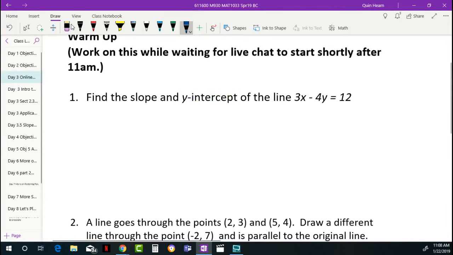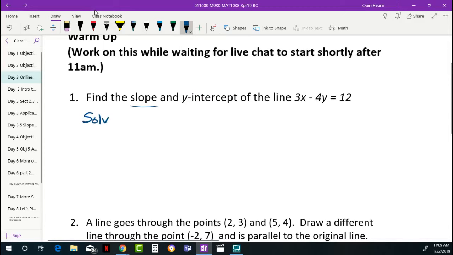Okay, so when it says find the slope and y-intercept of the line 3x minus 4y equals 12, we should recognize that this is in standard form, ax plus by equals c, which isn't very useful for finding the slope. We can find the y-intercept by letting x equal 0, but since we have to find the slope anyway, we can find them both by rearranging into slope-intercept form. So that's how we're going to approach the problem.